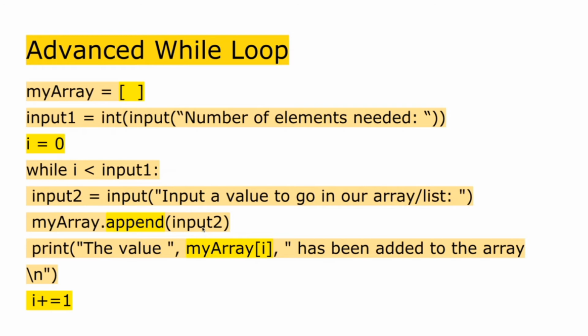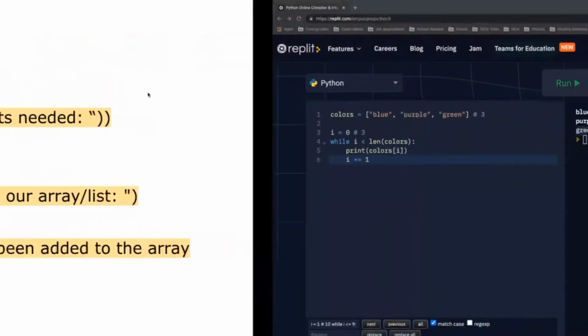Now we're going to do a more advanced example. We have my array is equal to empty square brackets. Input 1 is equal to int of input, number of elements needed. Basically, our input here is cast into an int. I is equal to 0, while I is less than input 1. Input 2 is equal to input, value to go into our array. array.append input 2. Print the value has been added to the array. I plus equals 1. This is kind of hard to read on a slideshow, so let's code it out together.